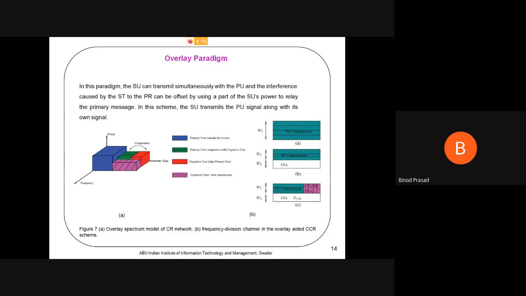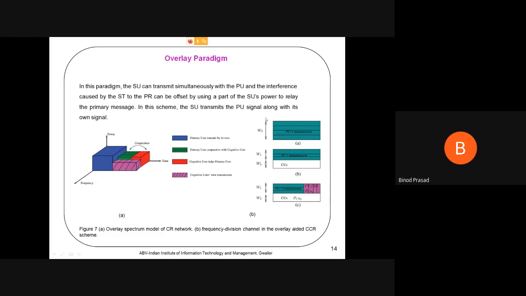So we can see in this picture that this blue says the primary user transmits its own signal. And during this time, there is some cooperation. So during this cooperation, the CR is cooperating with this primary user. During that time, the other CR users transmit their own signal. So the CR works as a relay here. If you consider a scenario that for a given band, that is W0, this band will be utilized using this approach. So in that case, the CR will share its power to relay the primary user signal, that is this portion.